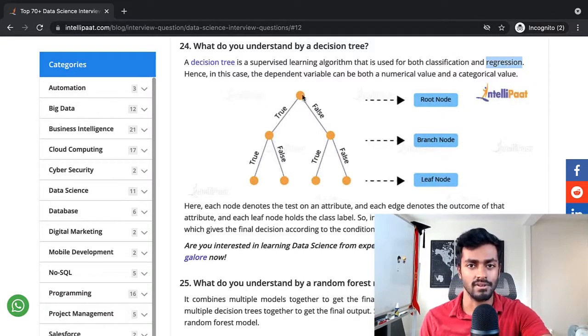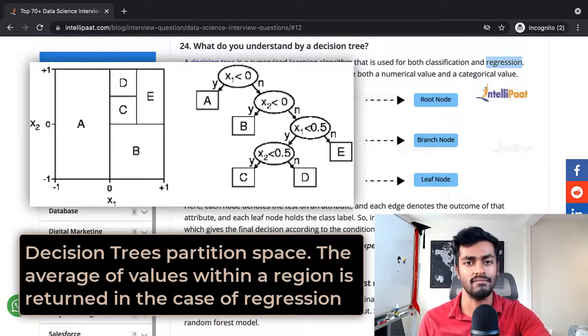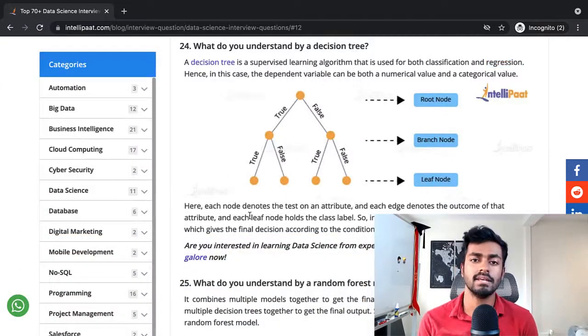And in fact, for the regression here on the leaf nodes, it's essentially going to be the average value of whatever the training labels were. And so during test time, whenever you have a sample coming in here and it goes down to one of these nodes, you can actually have a continuous value that is returned by a decision tree. Hence, in this case, the dependent variable can be both a numerical value and a categorical value.